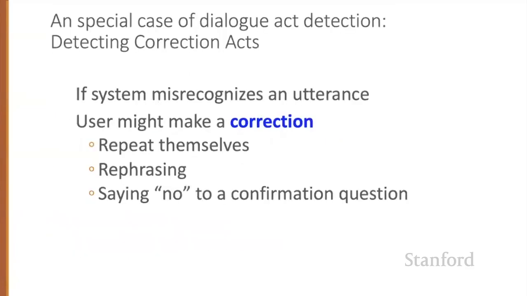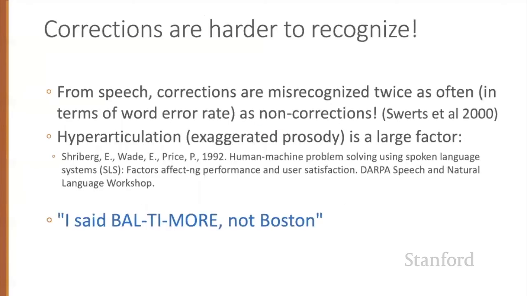Some dialog acts are important because of their implications for dialog control. If a dialog system misrecognizes or misunderstands an utterance, the user will generally correct the error by repeating or reformulating the utterance. Detecting these user correction acts is therefore quite important. Ironically, it turns out that in spoken dialogue, corrections are actually harder to recognize than normal sentences. In fact, corrections in one early dialogue system had double the word error rate of non-corrections from the speech recognizer.